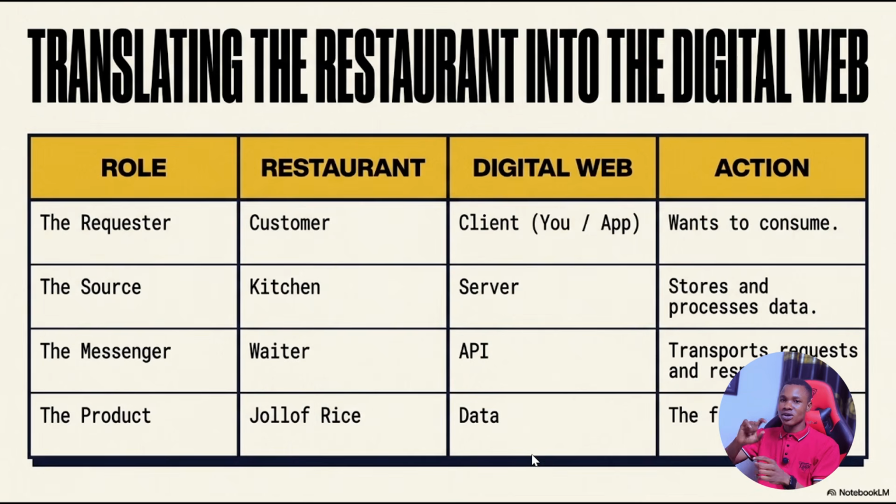So data could be, of course, remember I taught you, data is in form of text, in form of numbers, in form of JSON and all of those things, right? So the data is now the outcome. Is that okay? So the outcome of this is, if the client wants, it could be to consume, store and process that. The server stores and processes data, API transports requests and responses, and the final output is the data.